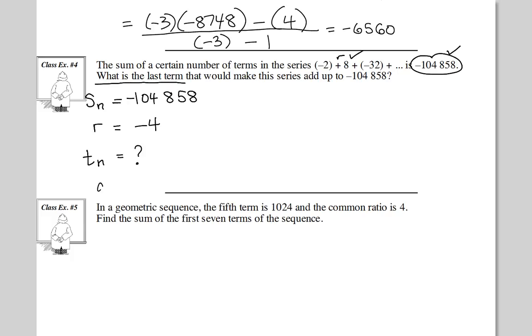Oh, good. Thank you. Who said that? Keep me on my toes. Good. A is negative 2. You always need A.